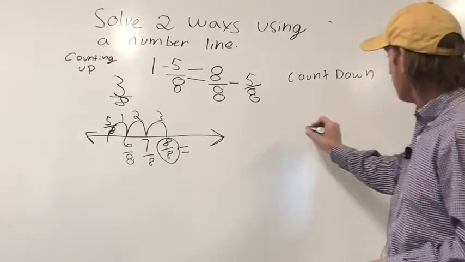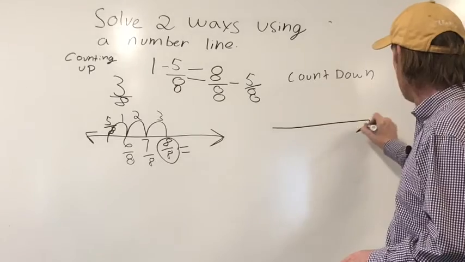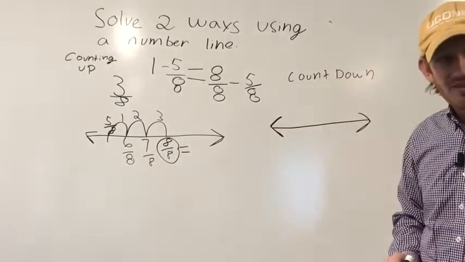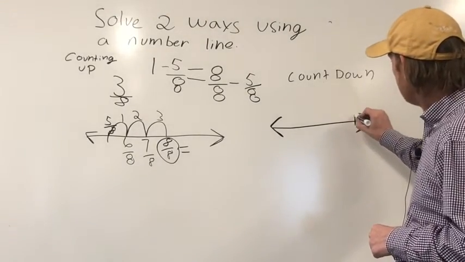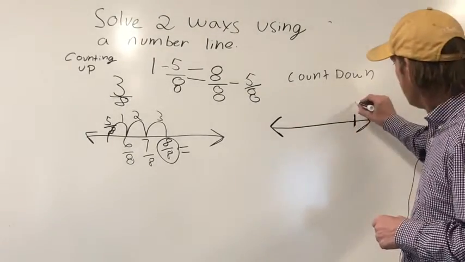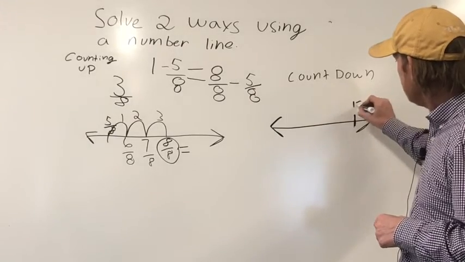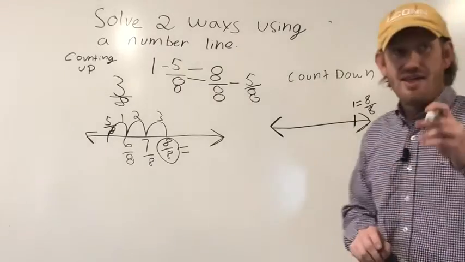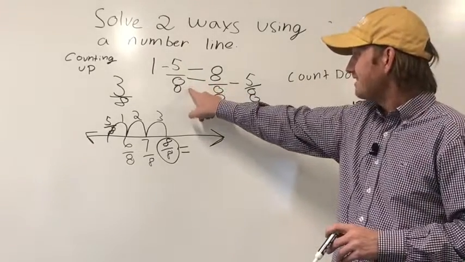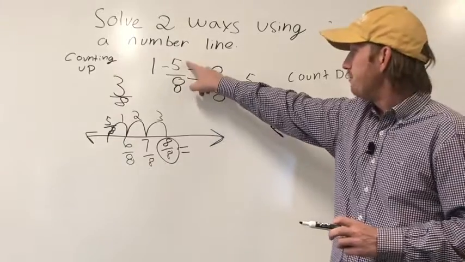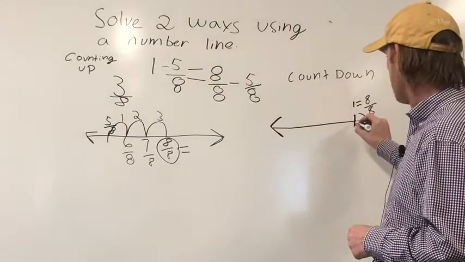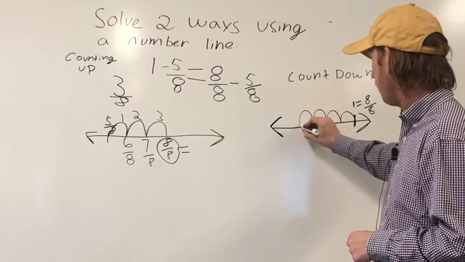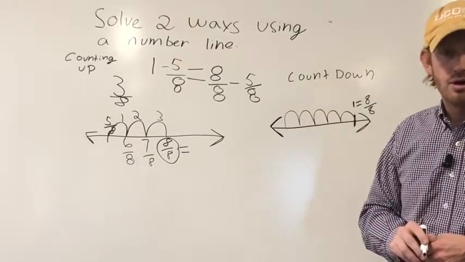I'm still going to draw my number line. And I'm still going to label it. Except this time, I'm going to label it at the higher number. We have 1, which is equal to 8/8. And this time it says I'm subtracting, or I need to go by 5/8. So 1, 2, 3, 4, 5. And then I can count.